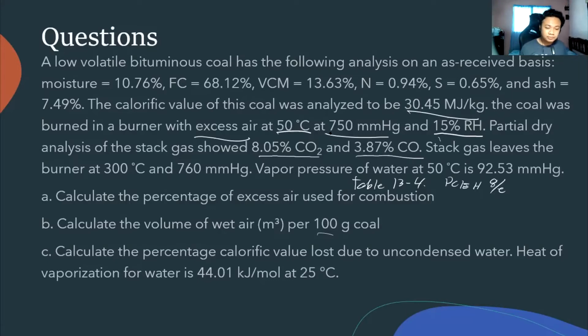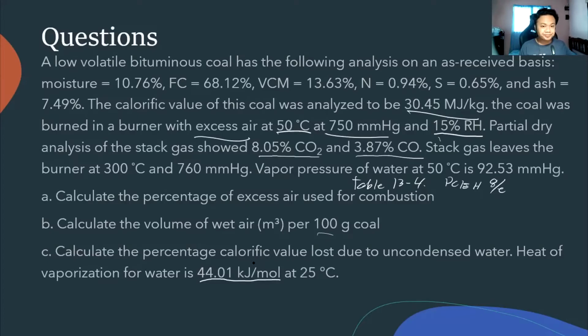We are asked to calculate the percentage of excess air for combustion. Then calculate the volume of wet air per 100 grams of coal. And then calculate the percentage calorific value lost due to the uncondensed water. We are given the heat of vaporization for water, which is 44.01 kilojoules per mole at 25 degrees Celsius. So how do we go about that?